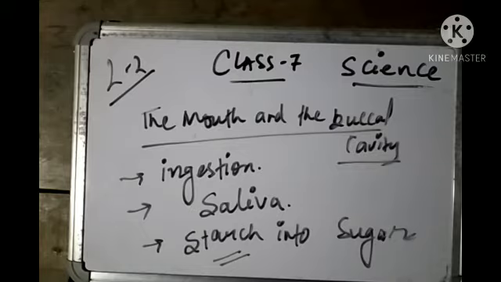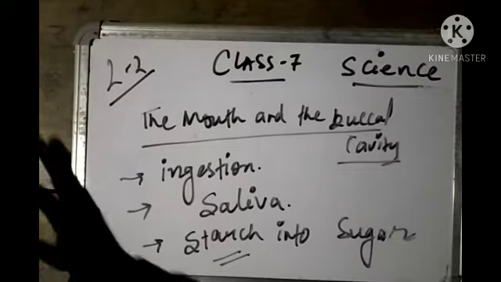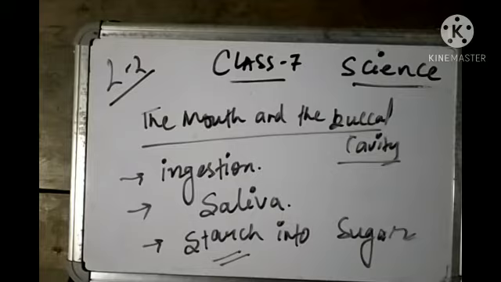Starch is also one of the forms of carbohydrates, and carbohydrate is a complex substance. So the digestion of the complex substance into sugar starts with the help of the salivary glands, with the help of saliva. Digestion starts in the mouth itself.